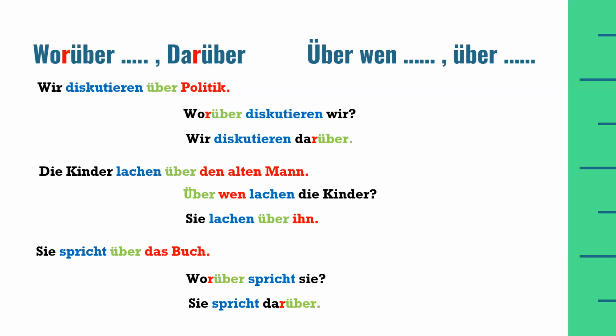So that's all from today's lesson. We have discussed a number of prepositions that are used in combination with some verbs, and whenever we use these prepositions with verbs and we want to ask any question about what is being talked about or what is being done, then we have to use this wo and da compound, but we have to differentiate. When we are talking about a living person, then we cannot use this wo and da compound. I hope this concept is clear to you now.